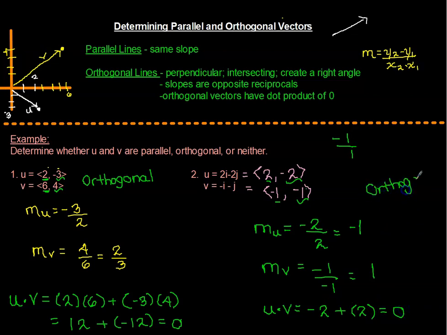If these two ended up being the same slope, then I could just write parallel. I don't know why I decided to do two orthogonals, but just putting that out there, if the slopes were the same, they would be parallel. And if neither one of them happens, then it would be neither.